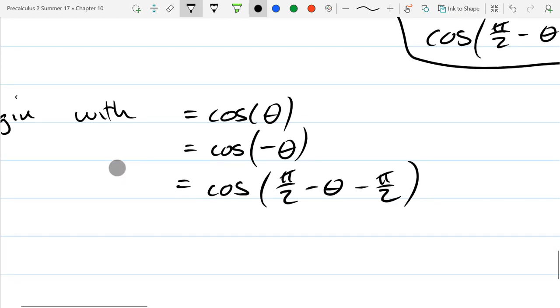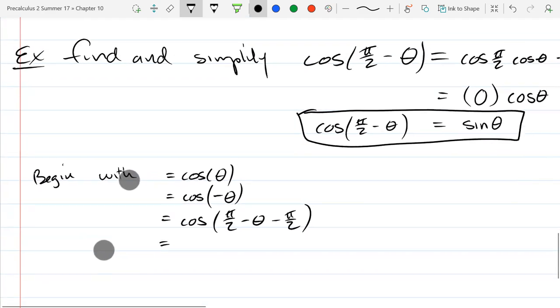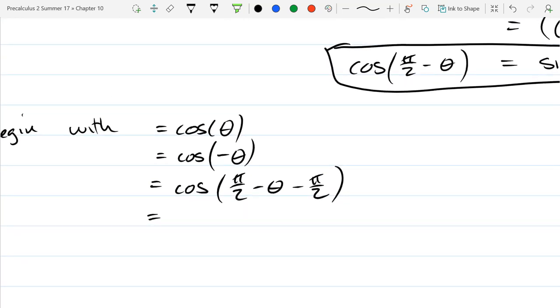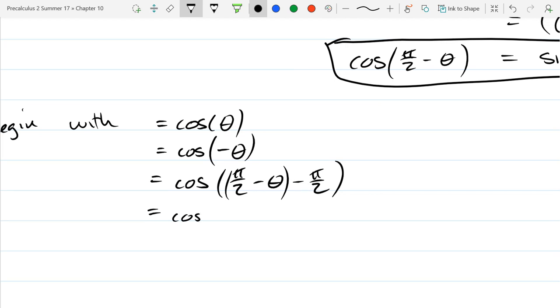So what happened with those pi over 2s? Why is this all equal? Well, I basically added a pi over 2 and I subtracted a pi over 2. So they're going to cancel each other out and we're just having a negative theta, which is what we had on the previous step. All right, now we're going to group this up. Let's see. I don't want to group this up and end up back where I started. So I think we're going to group it like this. All right, I think I made the right choice.